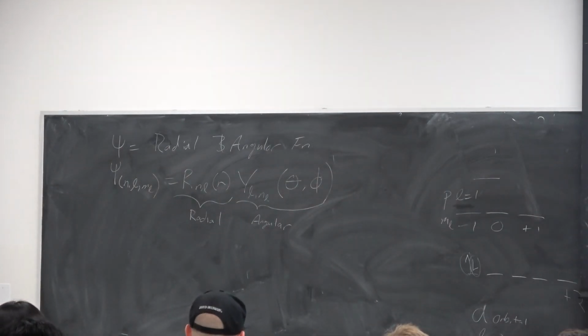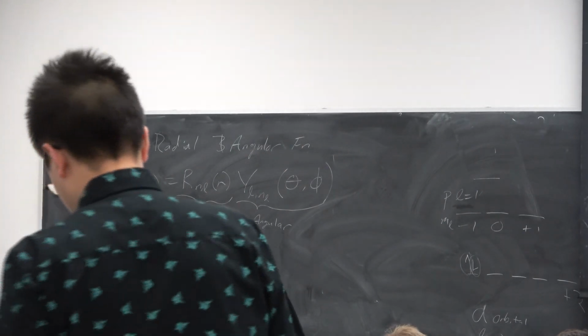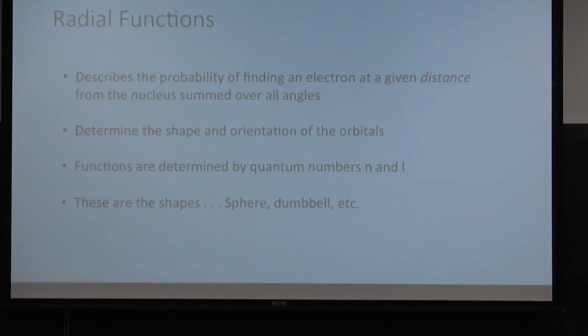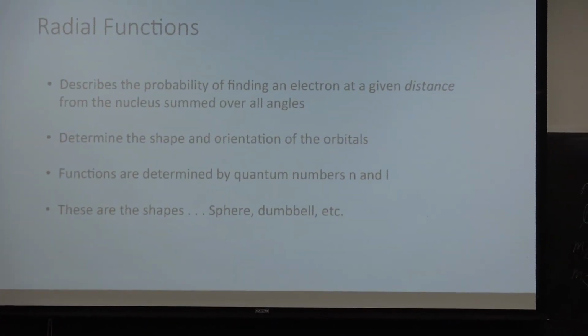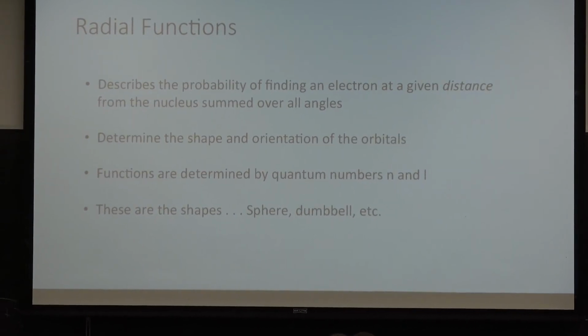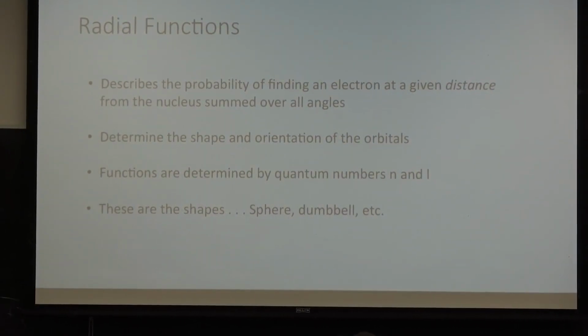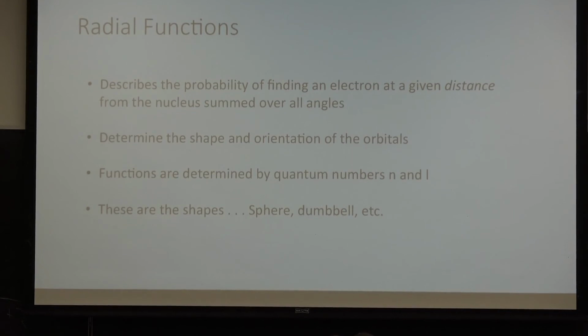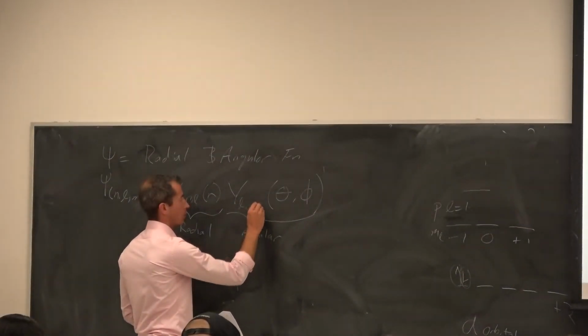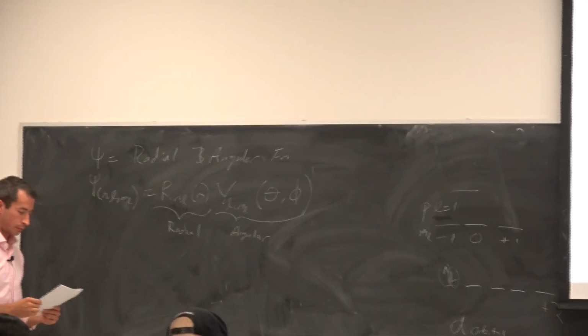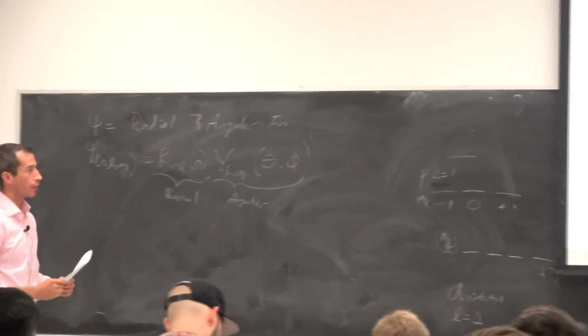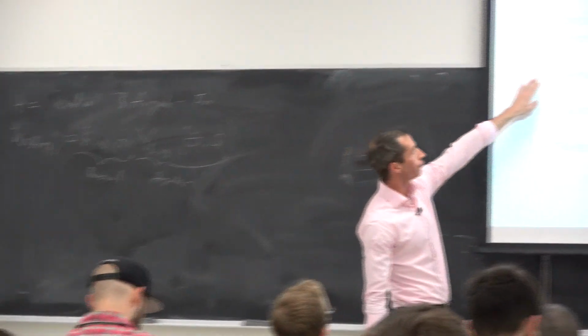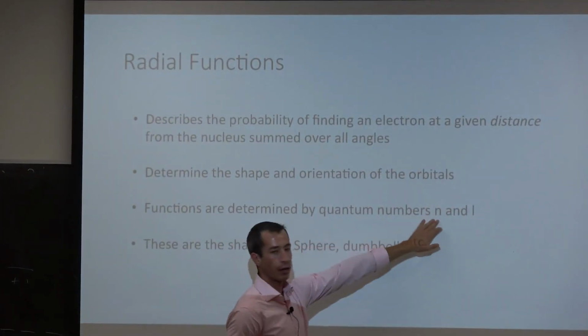So the radial component describes the probability of finding an electron at a given distance, right? It's r. That makes sense. It is a function of the n and l quantum numbers. Is that L and M sub L for angular? L and M sub L, yes. Okay, and it's written down here. The radial functions are determined by the n and l quantum numbers.